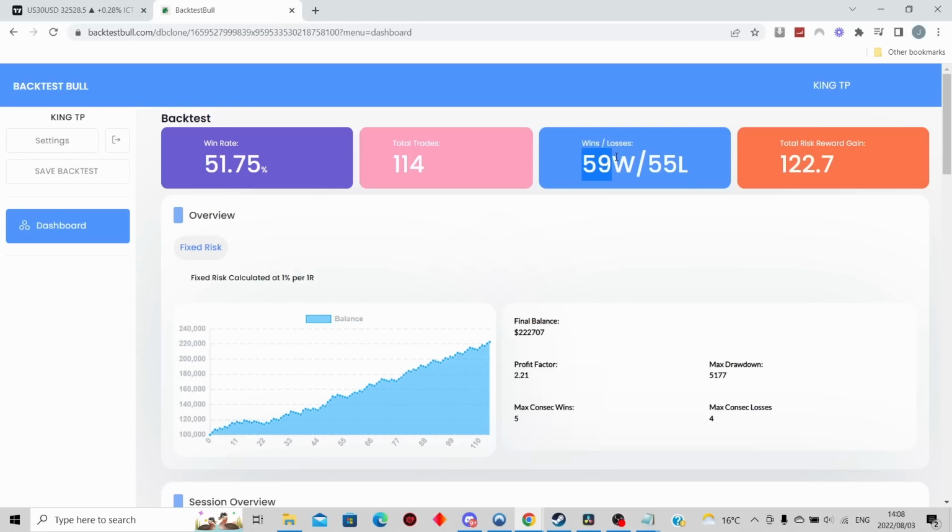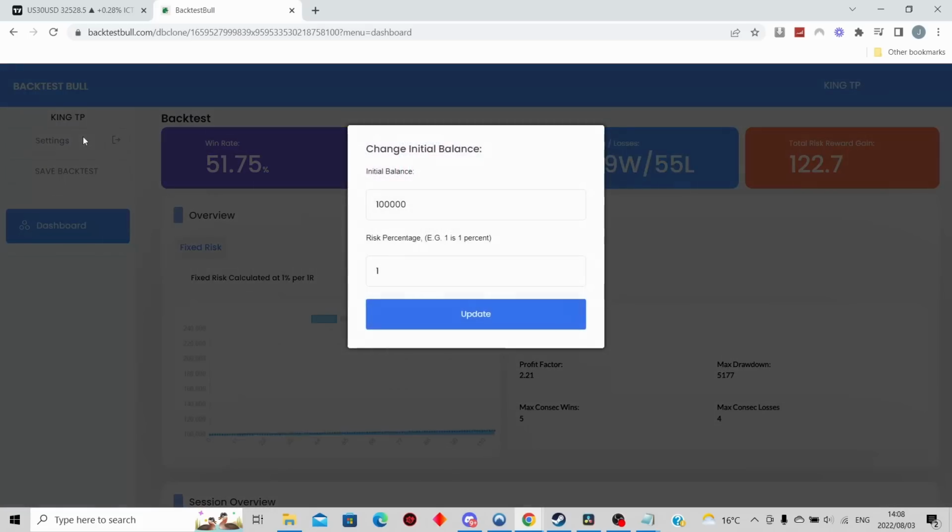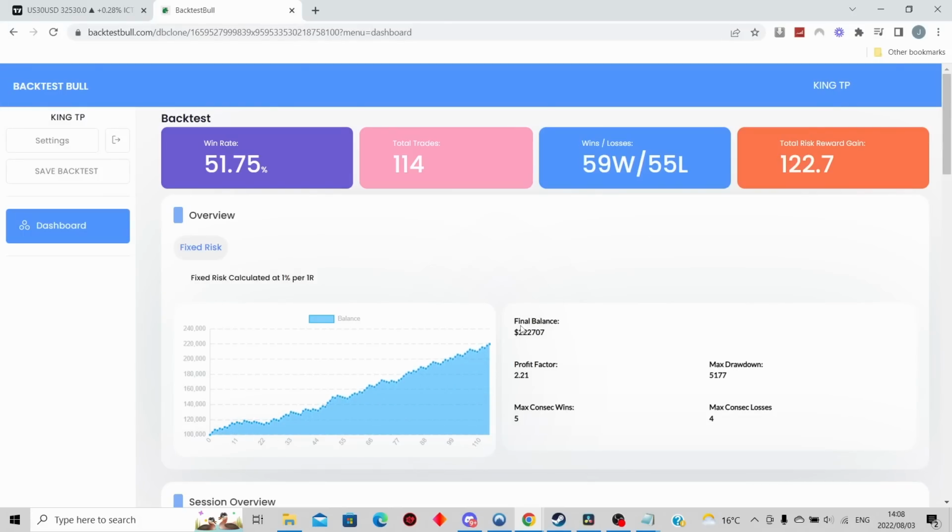We had 59 wins, 55 losses, a total risk reward gain of 122.7. The initial balance on BacktestBull is $100,000. The initial risk is 1%. So this 222,000 final balance means that if you started with $100,000 and took 100 trades, you could possibly look at $222,000 at the end. Max drawdown was $5,000. It comes out to be 5%.